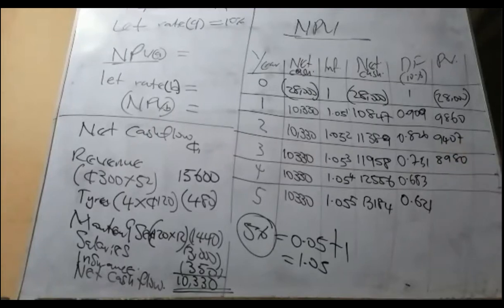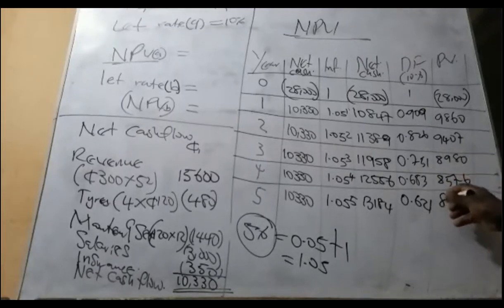Then we will have 12,556 times 0.683, and that'll give us 8576. Then finally we get 13,184 times 0.621. That'll give us 8187. Great.